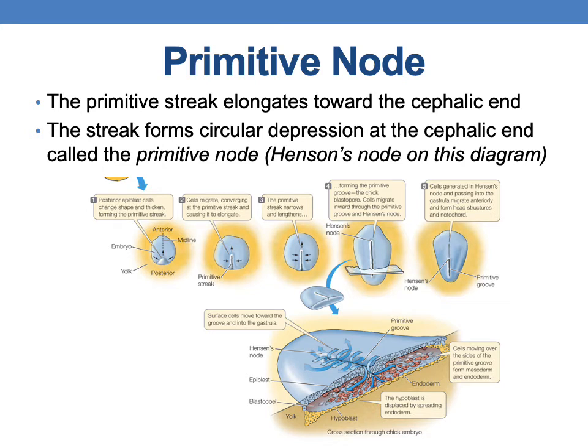The primitive streak elongates towards the cephalic, also known as cranial, also known as rostral end of the embryo. At this end, the primitive streak forms a circular depression called the primitive node. Some textbooks also refer to this circular depression as Hensen's node.